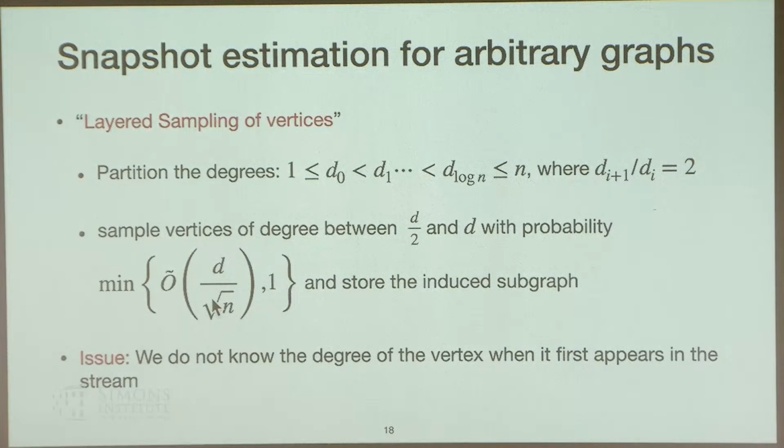When I say you want to sample a vertex of this degree with this probability, you're not going to be able to do it right away, because in the streaming, we have these edges that come in the stream. Just by looking at a vertex, you're not going to be able to tell what the degree is. So that's the first issue. So how do we handle it?